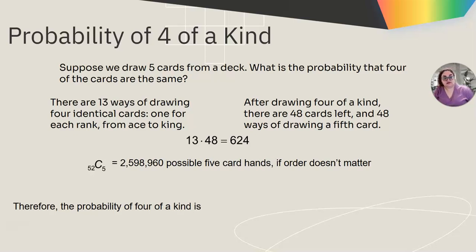So the probability of 4 of a kind would then be, we can take that 624, divide it by 52 choose 5, to give us 1 out of 4,165 chance to get 4 of a kind. So that's a very, very small probability.